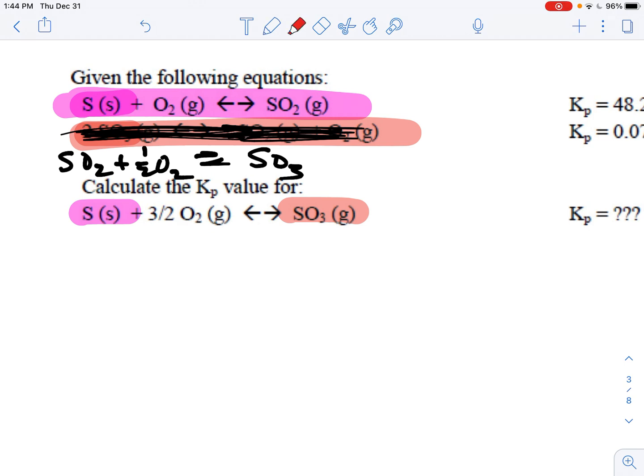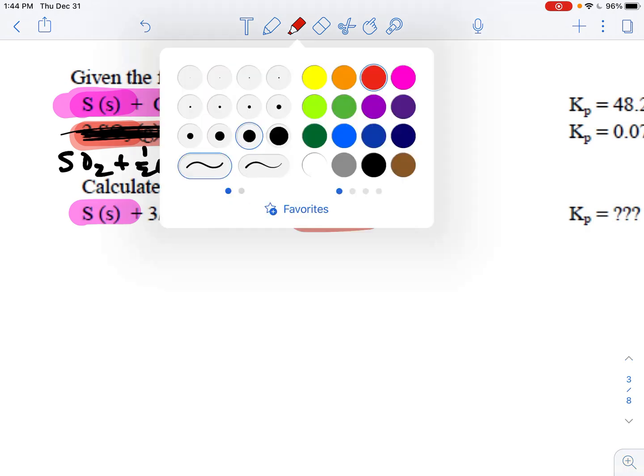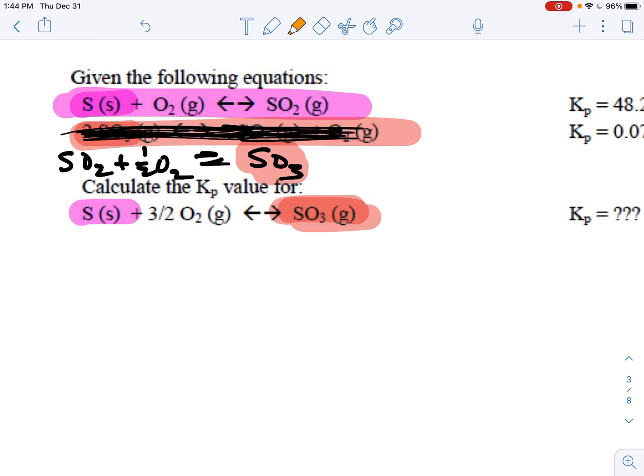Now, check out what happens. I want the SO3, and only one of them, on the right, and now I have it here. I can also look at the SO2 that's here on the left and know that there's an SO2 on the right, so they cancel each other out. And then I've got one oxygen here and a half an oxygen here. That's 1.5 oxygens, or 3/2 oxygens, which is what I have here.